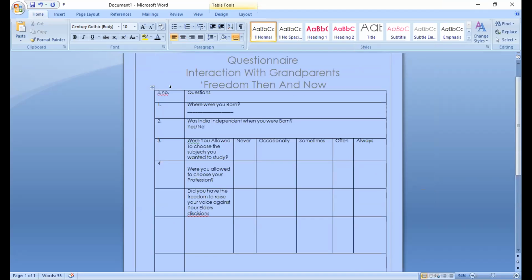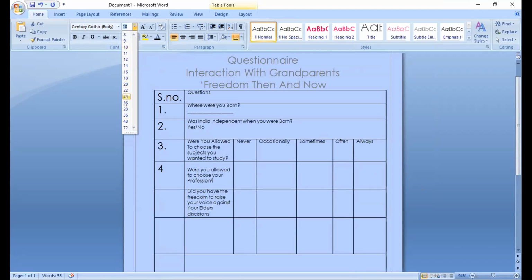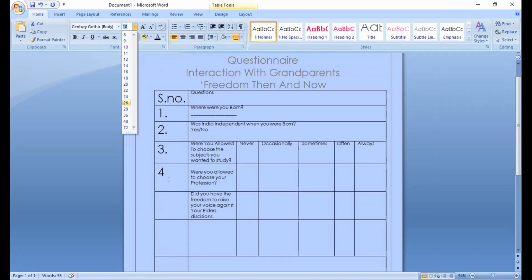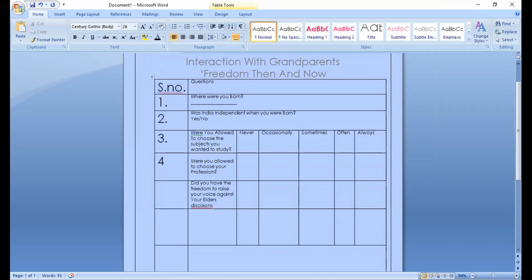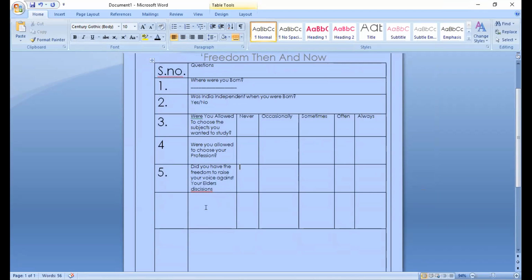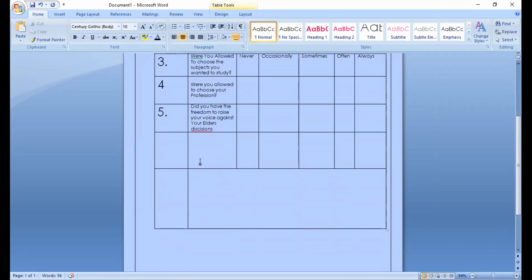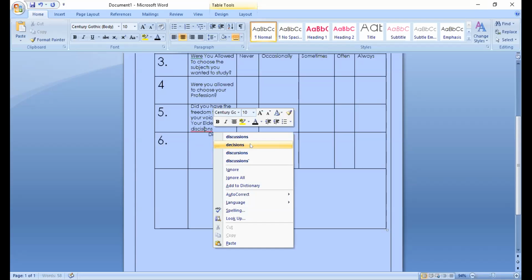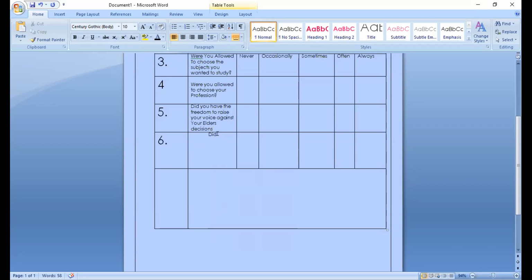Ma'am, I don't have Word on my computer. Okay, then draw it on a notebook. Take a scale and pencil. Okay, I can do it with Dhyan. Not required. Take out your book and pencil. Draw it there. You're going to only present it to me. Okay, ma'am.